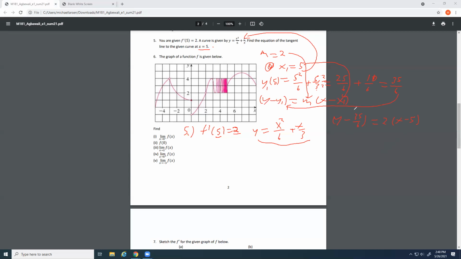All right. Yeah, and I don't think they make you simplify any further than this. If you wanted to, you could distribute this 2 and then add 35 over 6 to both sides and combine fractions and all of that. But I think this answer is good enough in this case.